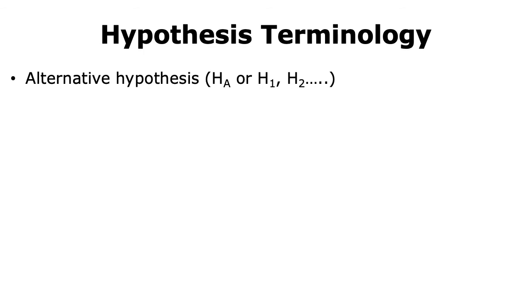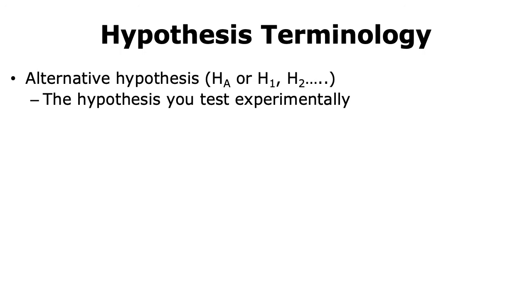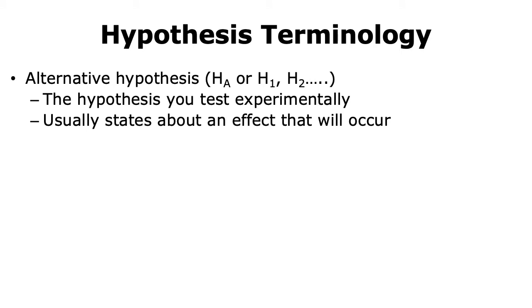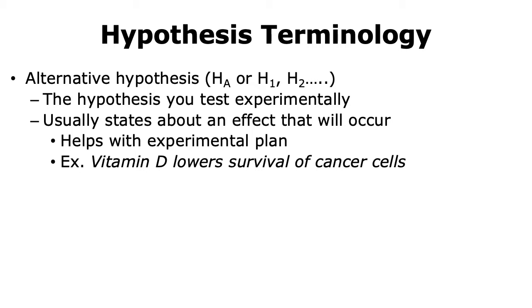When we look at the different types of hypotheses, there are two main types. We have the alternative hypothesis that is denoted as HA or H1 or H2 and so on and so forth. And this is the hypothesis that is used to test through your experiments. It will usually state that there will be an effect on whatever you're studying, and hence it helps with the experimental plan. Thus, as in a previous example where we said that vitamin D lowers the survival of cancer cells, it is stating that there is an effect, which is the lowering of survival. This helps us design the experiment where we're going to look at the survival of cancer cells in the presence of vitamin D. The second type of hypothesis is a null hypothesis, which is denoted as H0 or HO.